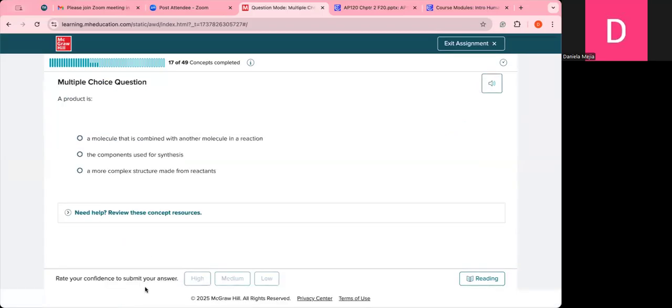A product is a molecule that is combined with another molecule in a reaction, the components used for synthesis, or a more complex structure made from reactants. So what is the definition of a product here?